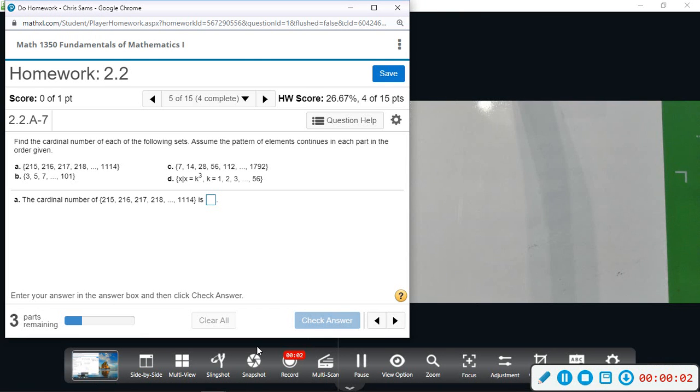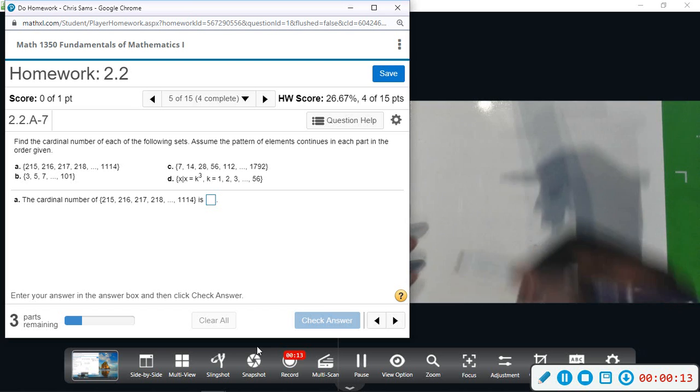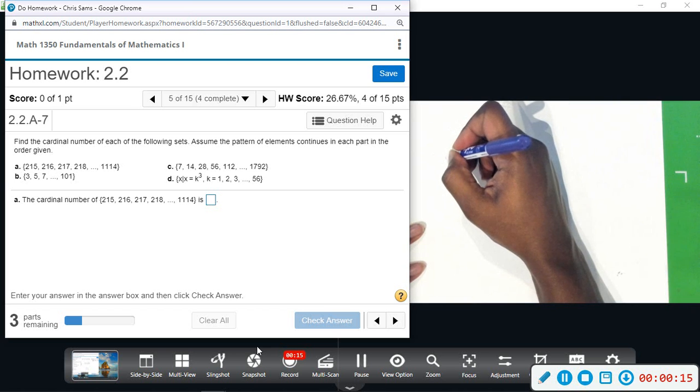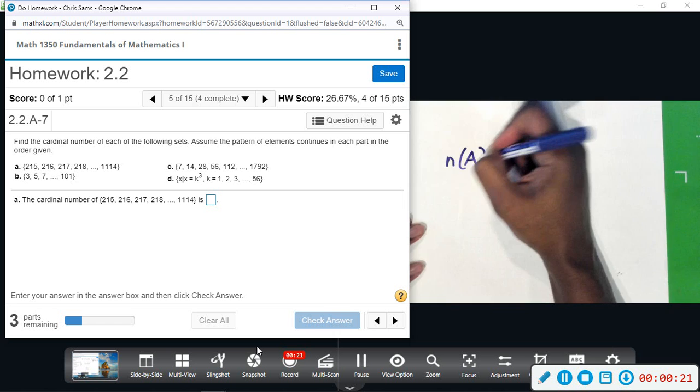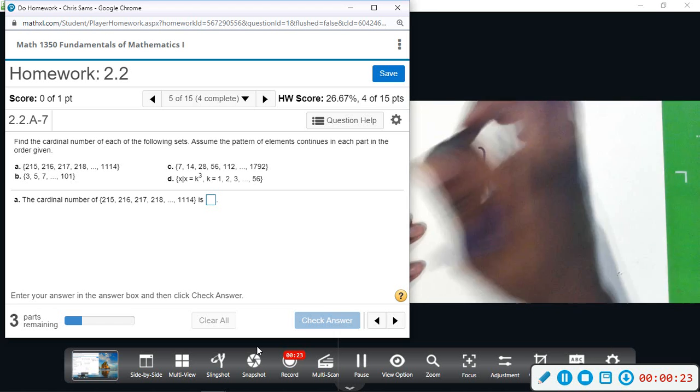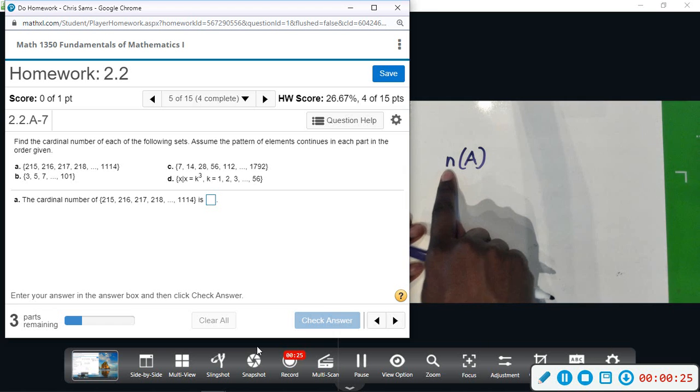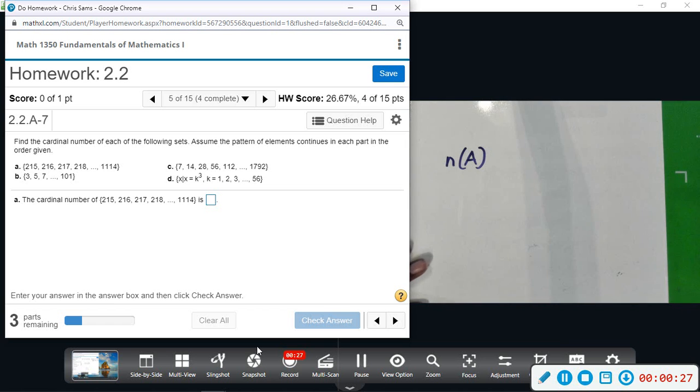All right, number 5, we want to find the cardinal number of each of the following sets. So cardinal number is just how many elements. And normally you'll see this little symbol N next to a letter representing a set. Okay, this is what we mean by cardinal number. This is the symbolic form, and it just means count them. How many elements do you have?